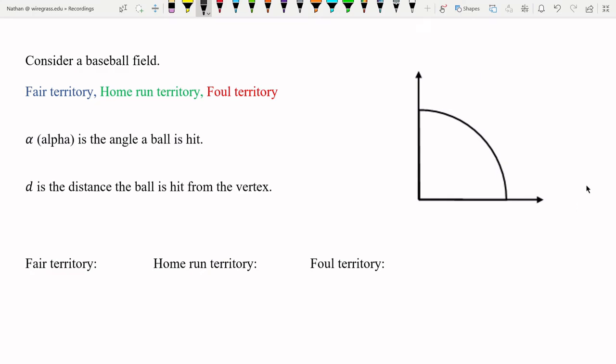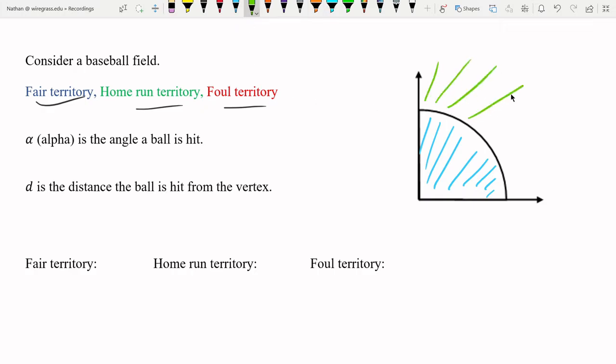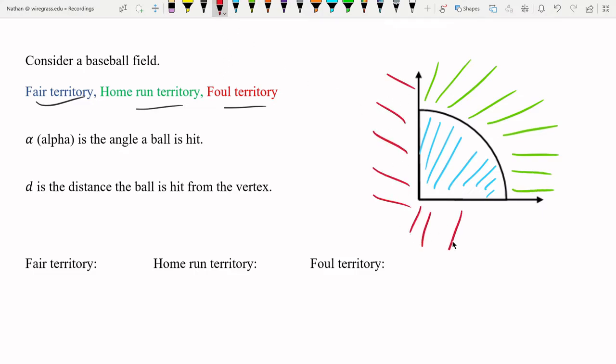Consider this baseball field that I've drawn here. There are three regions to this baseball field. We have the fair territory, home run territory, and of course the foul territory. The fair territory is going to be everything on the inside of this quarter circle. The home run territory is everything beyond the home run line. And then the foul territory is everything that's kind of past these two lines.